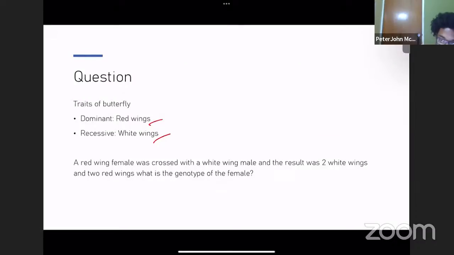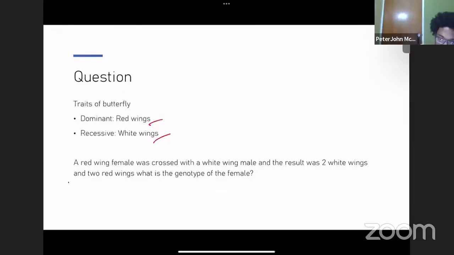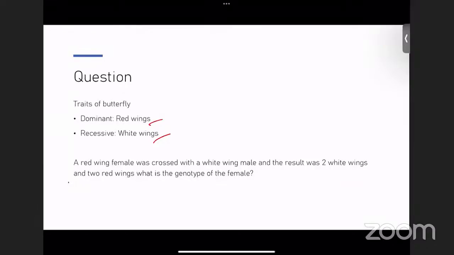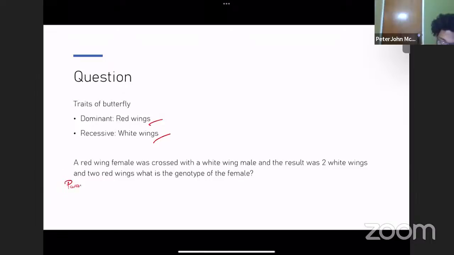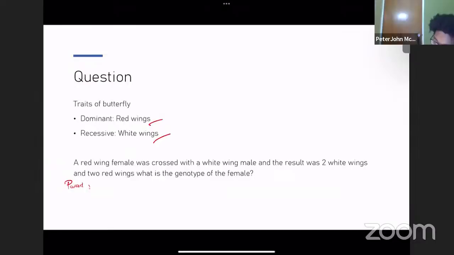What do we start with? Genotype. Genotype of who? The male. The parent. The parents. The parent genotype. So what do we want to cross? What are we writing first?